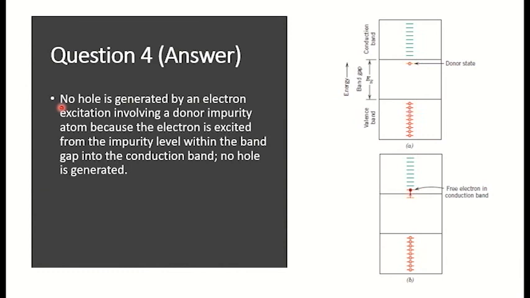Okay, the answer is that no hole is generated by an electron excitation involving a donor impurity because the electron is excited from the impurity level within the band gap into the conduction band. So basically, if you have a donor impurity atom, it creates a donor state, just as shown in this figure right here, and the electron excitation happens from this donor state. Right, therefore, you don't have any hole within the valence band. Okay.